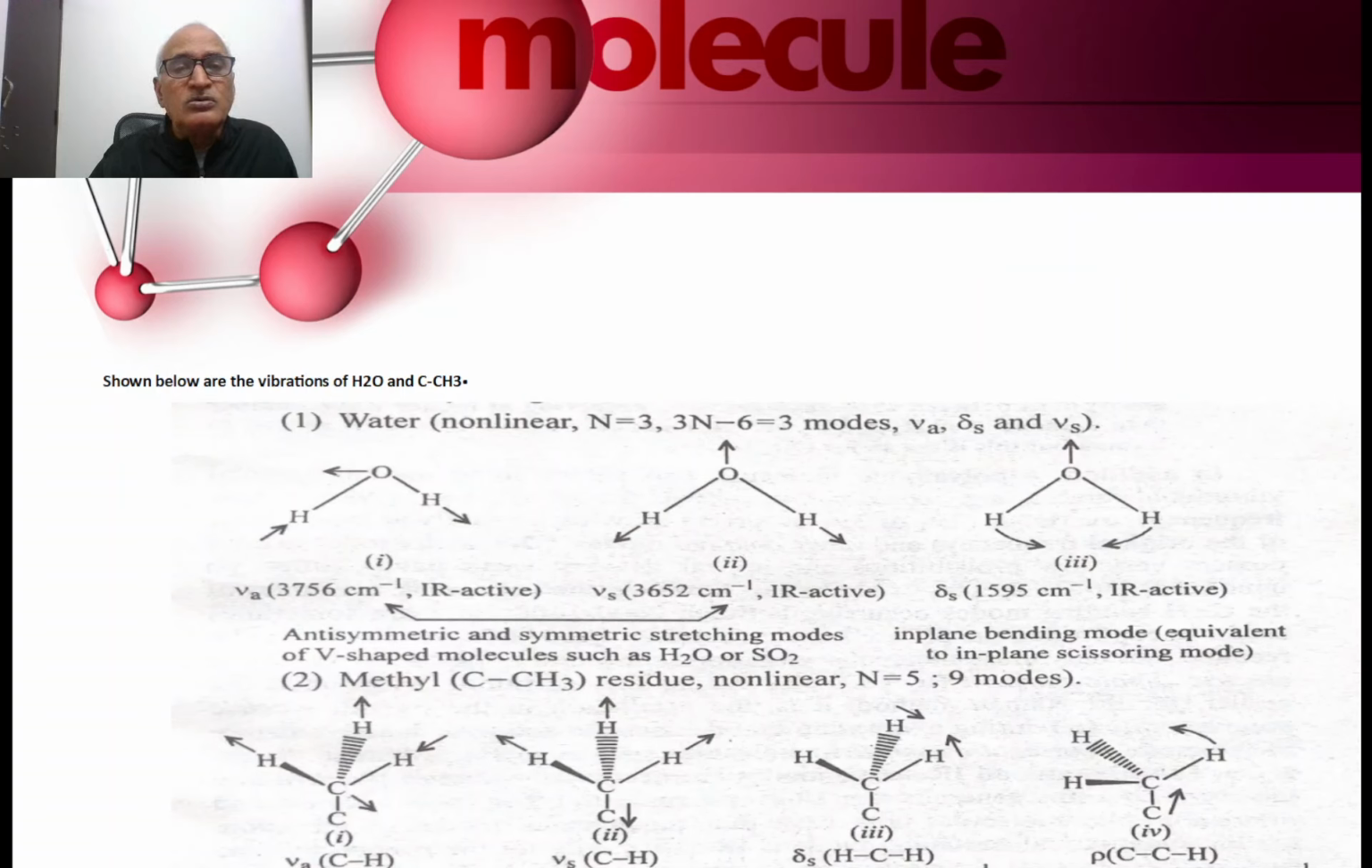Here, I have again taken this diagram from my own book. I have shown the various vibrational modes of a few molecules, for example the water molecule, which is a non-linear, 3 atomic molecule. The formula says 3n minus 6 equals 3 modes: nu asymmetric, delta scissoring, and nu symmetric. If we are asked to calculate zero point energy, we will have to add these three values to get the zero point energy of the molecule.